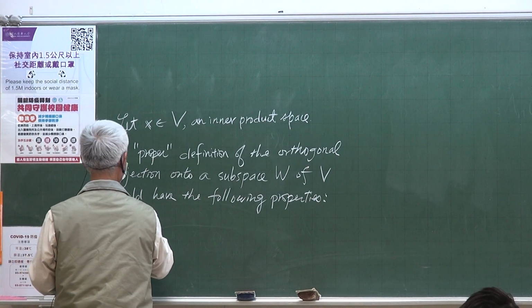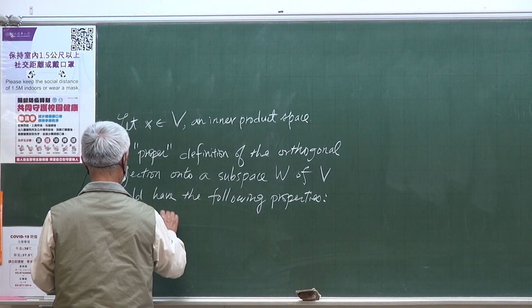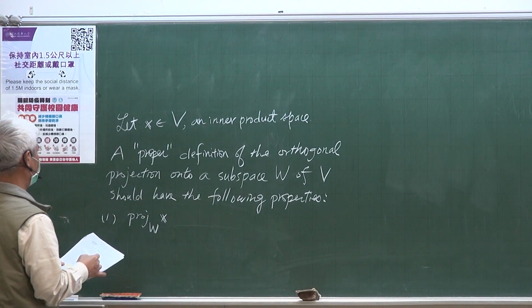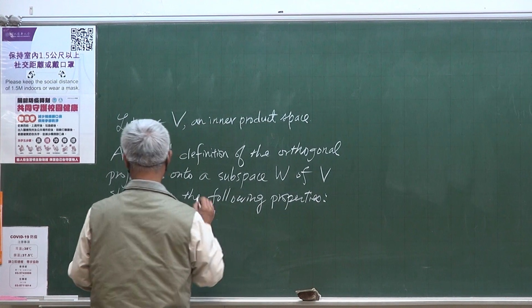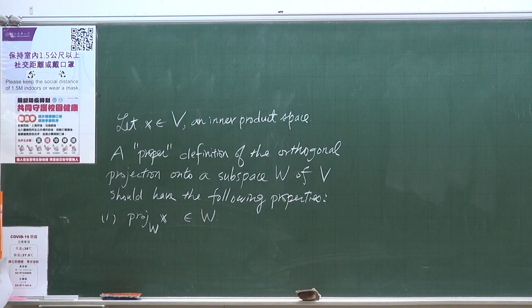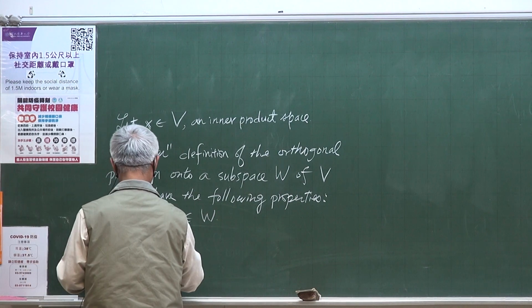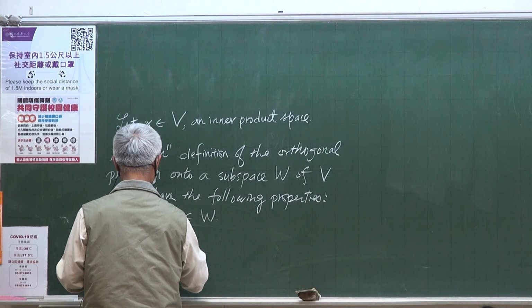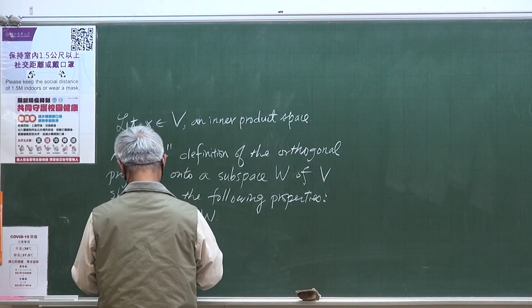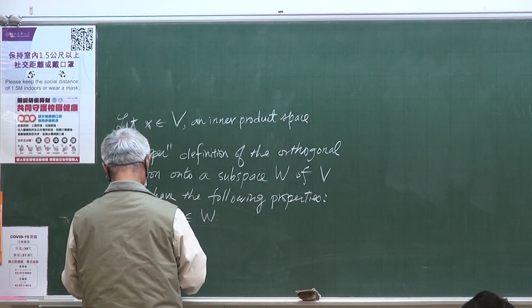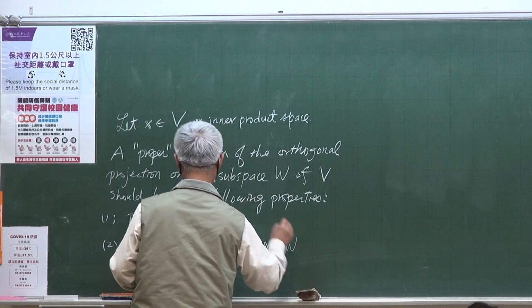One, the projection of X onto W should be in W. Okay, so the first one. The second is that the difference between the original vector X and its orthogonal projection onto W should be orthogonal to every element in W. Okay?